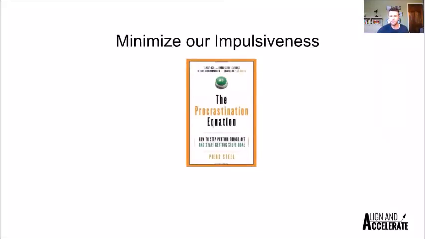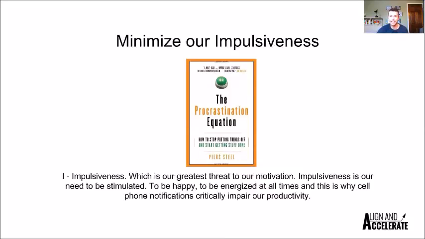And this is an idea that comes from The Procrastination Equation by Piers Steel, probably my second favorite book that I came across doing research for this course. And he says impulsiveness is basically what threatens our motivation. It's the busy mind, always wanting to be stimulated, always wanting to be happy, that this is what pulls us to our phones. And this is why phones are the best distraction mechanism out there, is because our mind wants to be stimulated at all times.